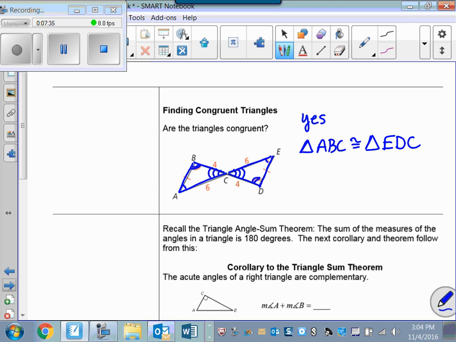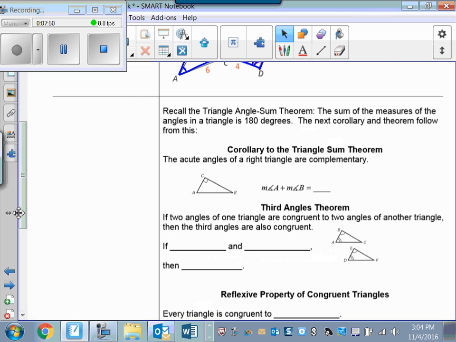And let's make sure, is side AB the one that's congruent to ED? AB, ED, yes it is. And we could go through this whole set of corresponding parts and make sure that we have labeled our triangles properly in that congruent statement.